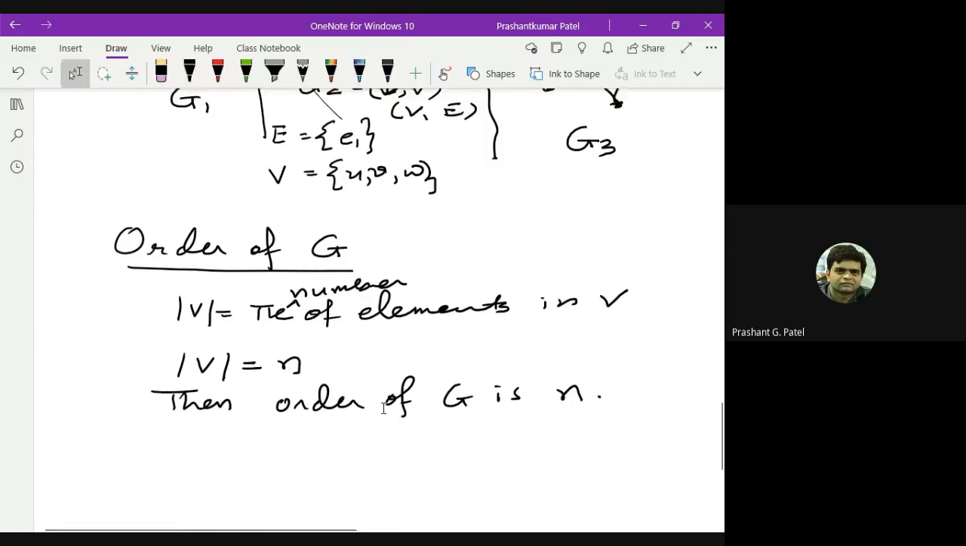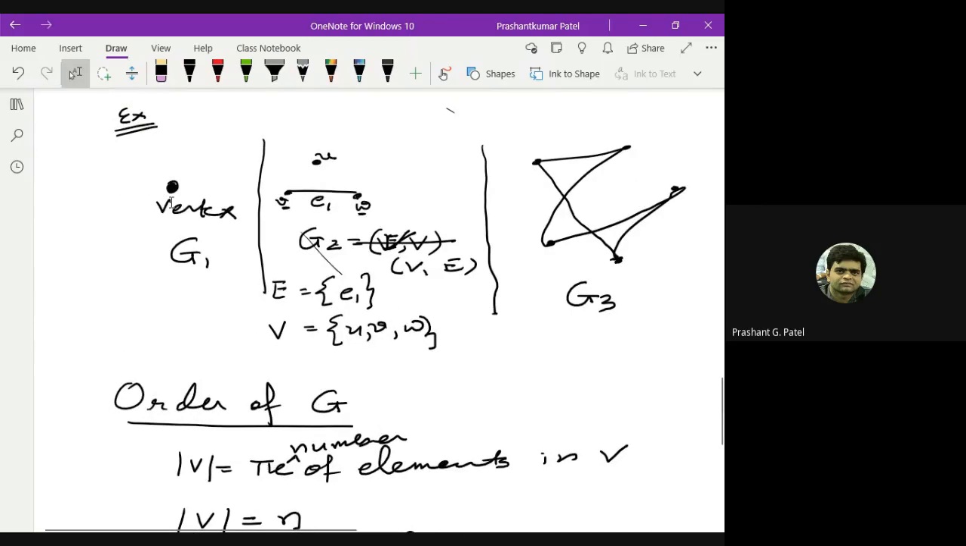For example, in this first graph G1, the number of vertices is 1. So that's why the order of this G1 is 1. The order of G2 will be 3 because there are 3 vertices. The order of G3 will be 1, 2, 3, 4, 5. Since this G3 has 5 vertices, the order of G3 is 5.